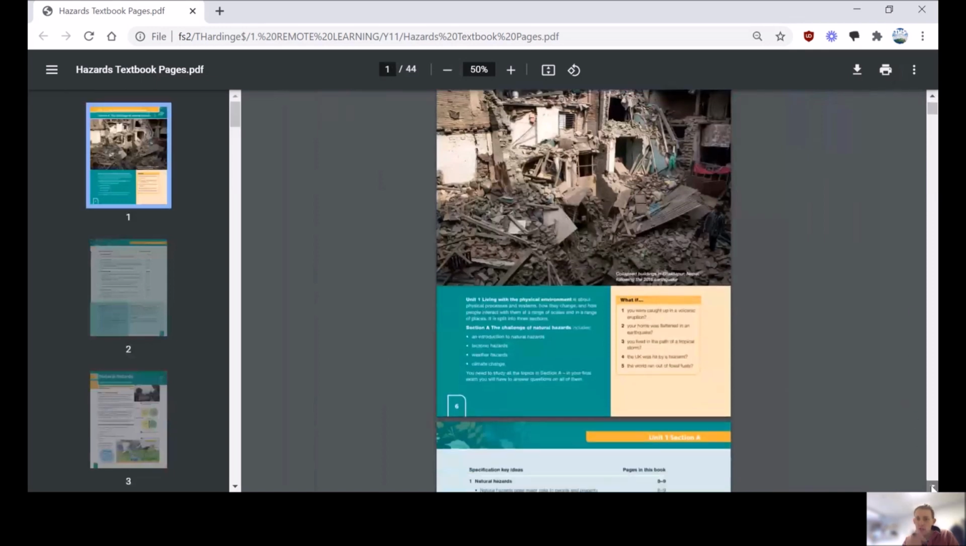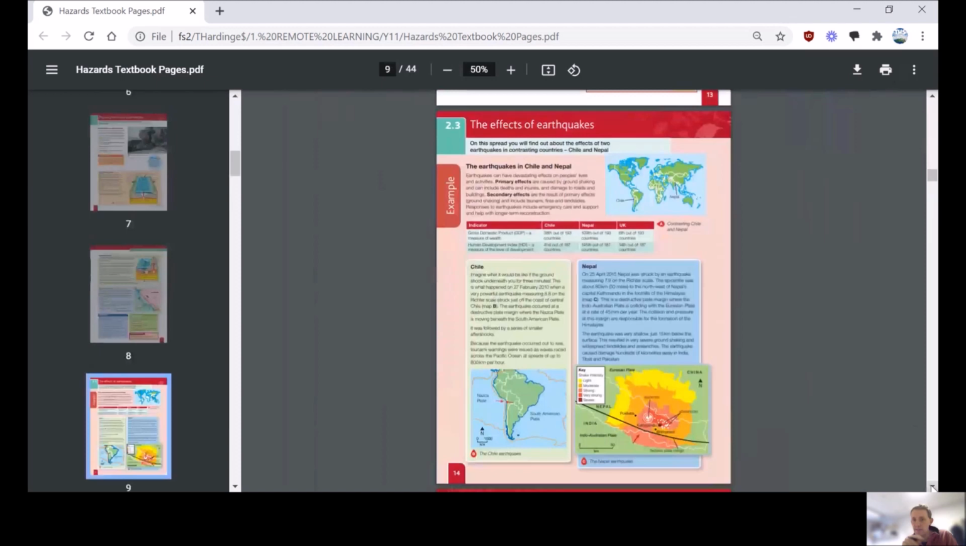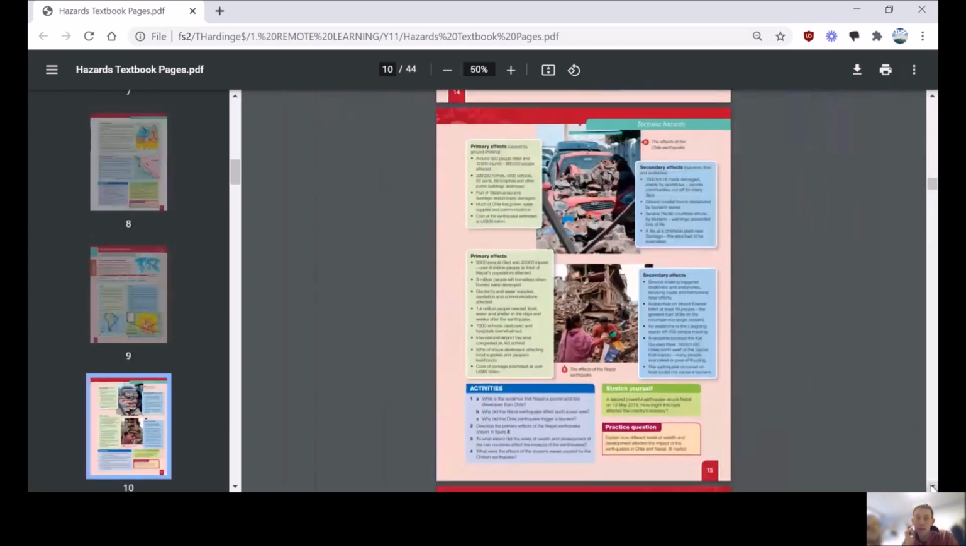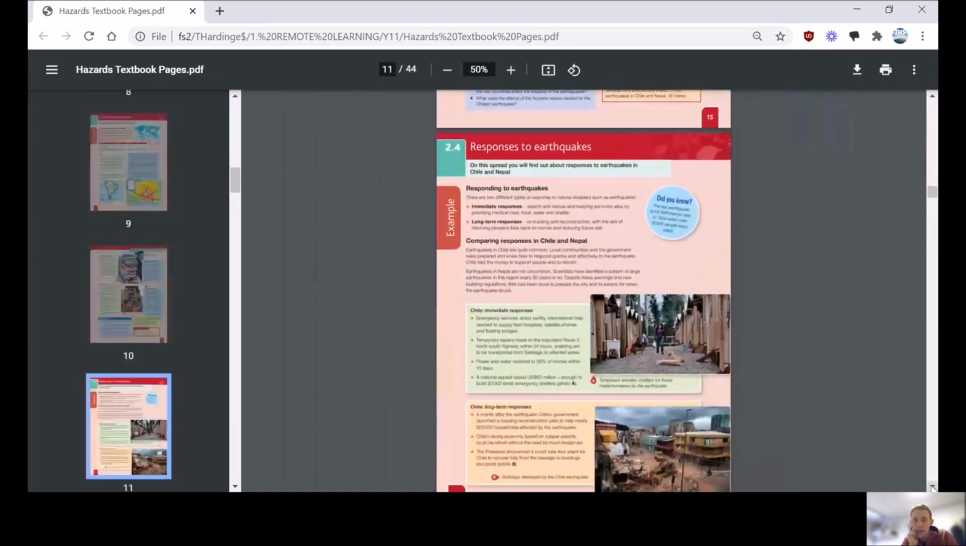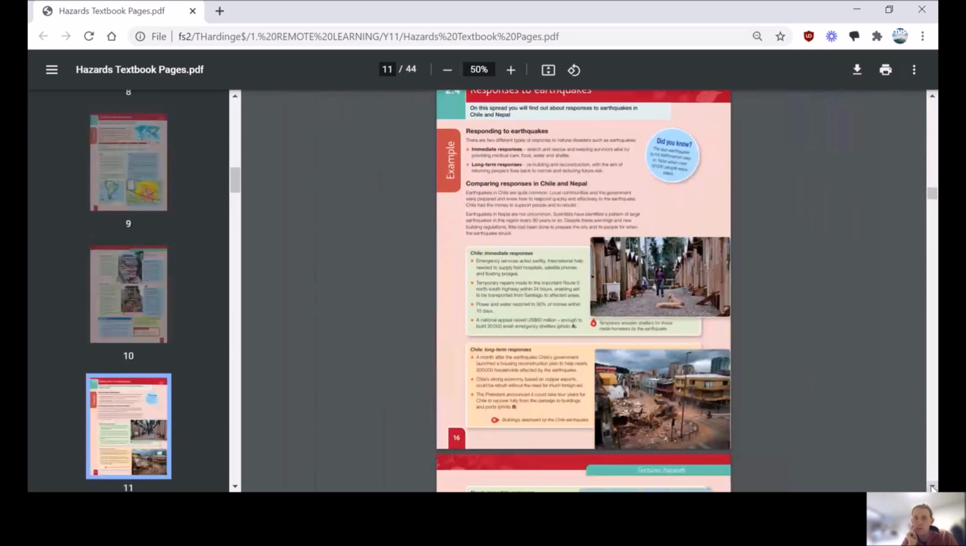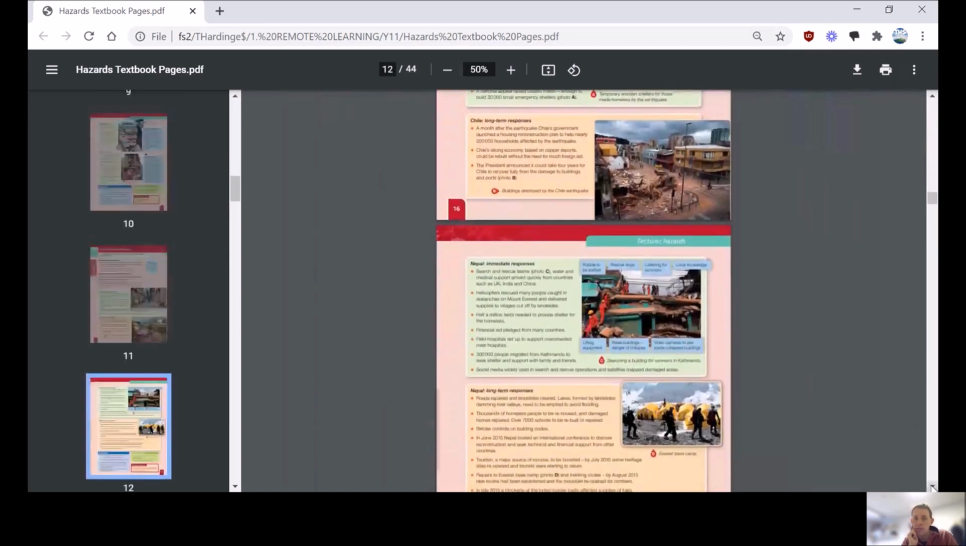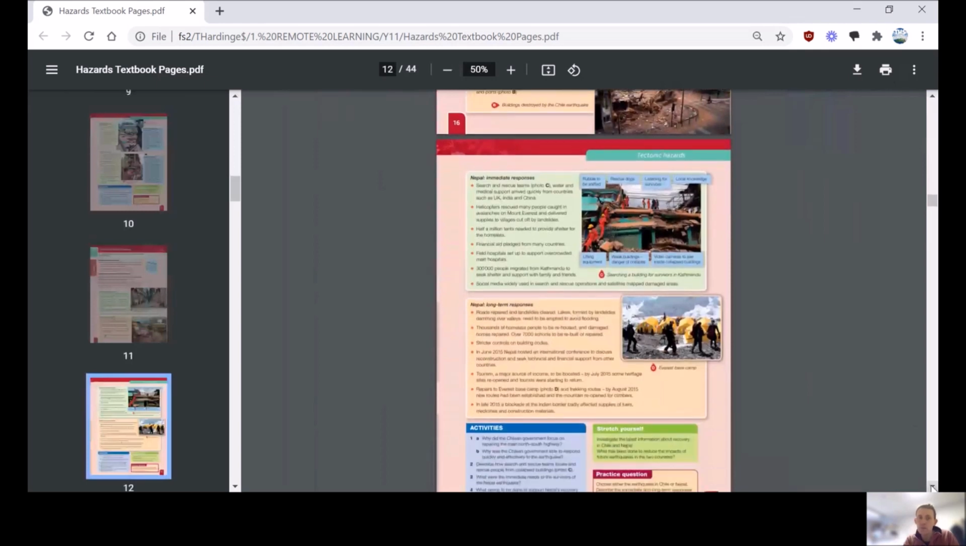What you want to do is scroll down until you get to page 14 and 15 in the textbook. Page 14 has some background information which we've already been through. Page 15 has some impacts for both the Nepal earthquake and for the earthquake in Chile as well. And then the next page, page 16, has some information about the responses both in Chile and in Nepal as well, and it separates those out into immediate and long-term responses. So use those pages in the textbook to help you complete that grid in your booklet.